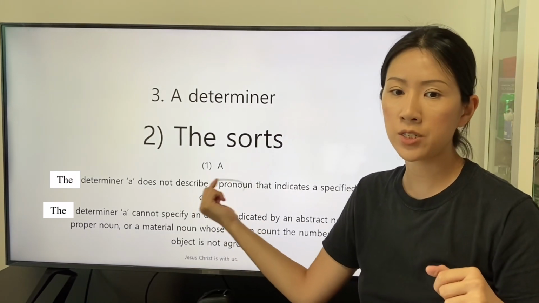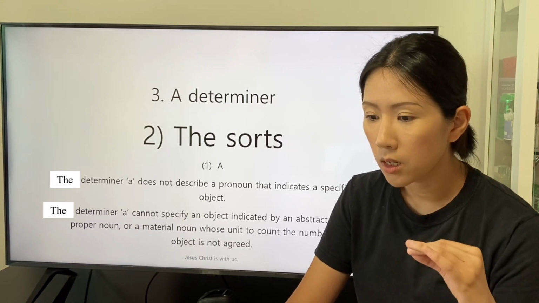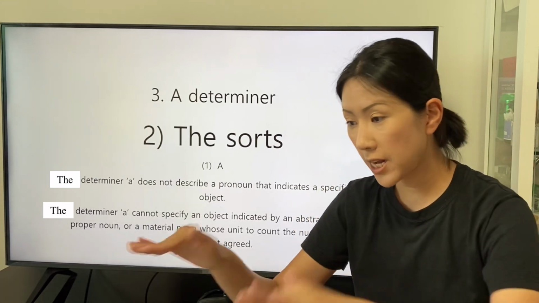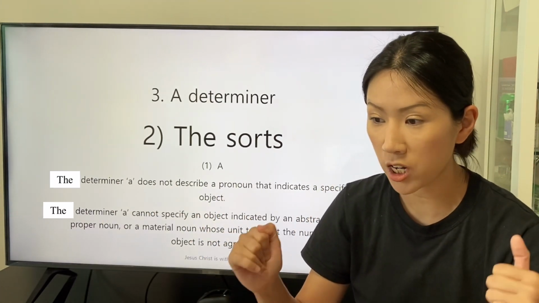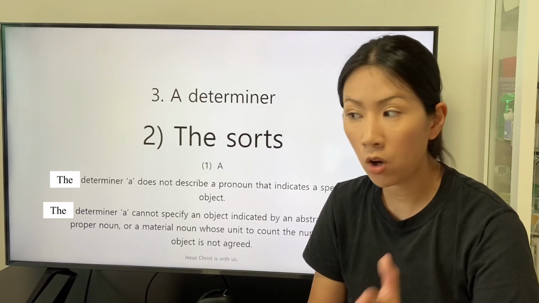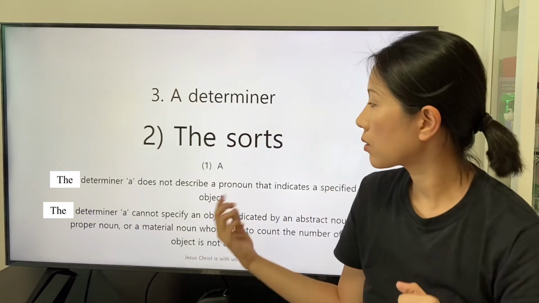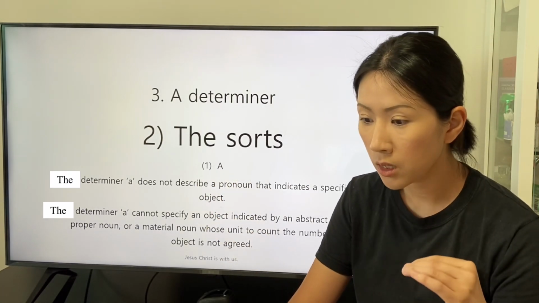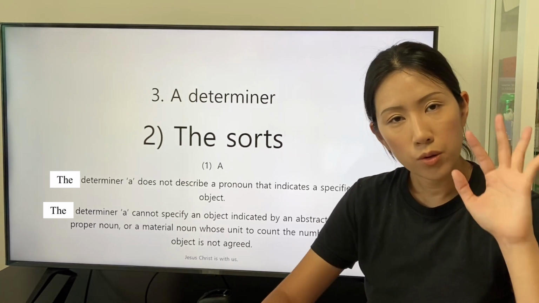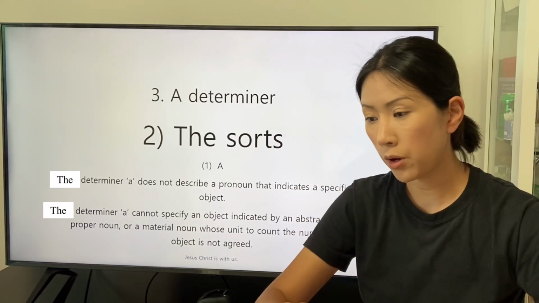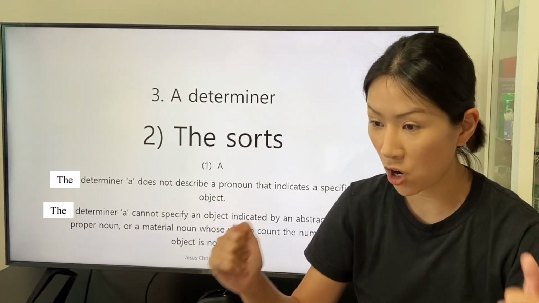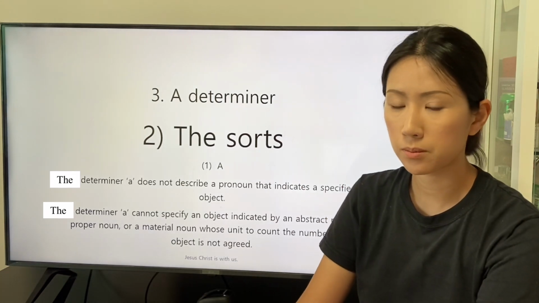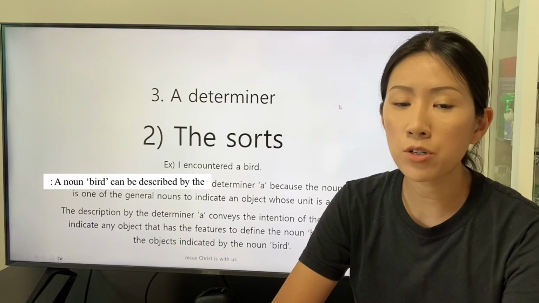The first explanation is about the fact that the subject or object described by the indefinite article a is unspecified. In the group of subject or object indicated by a general noun, the speaker can indicate a random subject or object in the group with the application of the indefinite article a as the determiner. There is a clause. I encountered a bird.